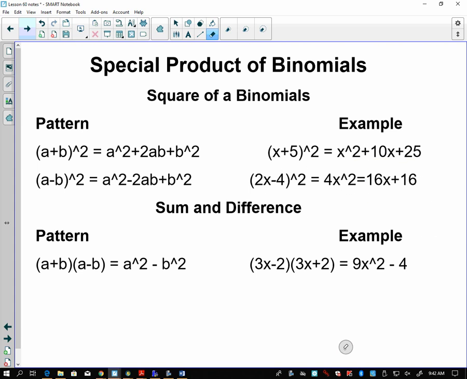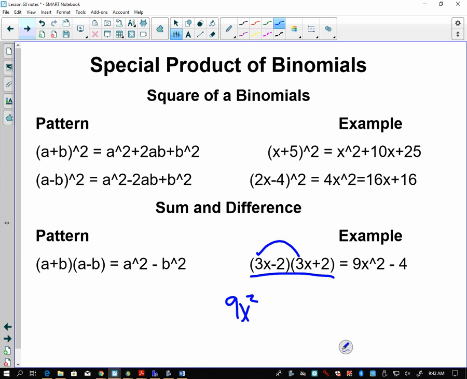Now if we do sum and difference, we looked at something like this over here on the last page. Let's look at 3x minus 2 times 3x plus 2. Abby, what's the first thing that you multiply here? What's 3x times 3x? 9x? Are you sure? Something might be missing there. What's x times x? X squared. So we need our x squared.